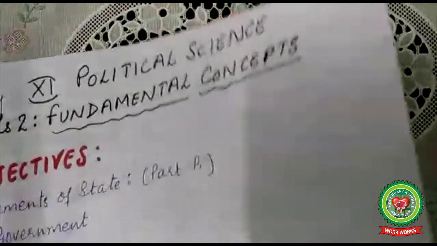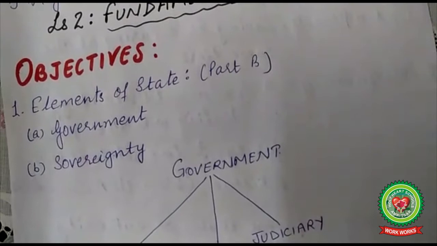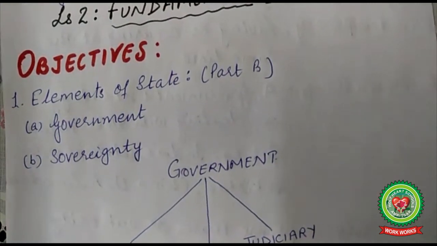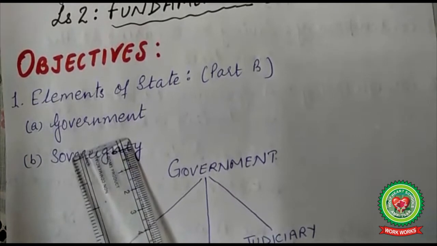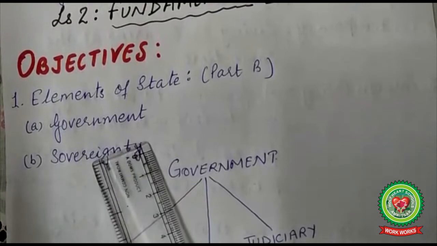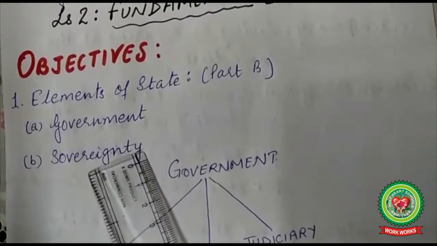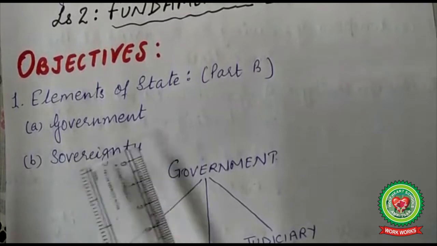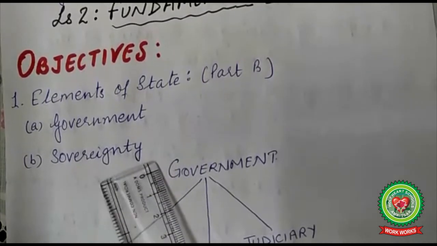Now I will discuss today's topic, that is the elements of state. Yesterday I discussed the two elements of the state, that is population and territory. Today I will discuss the third element of the state, that is government. Government means sarkar. Government is a political organization of the state through which the laws of the state are made, implemented and enforced. Actually, the government is a working agency of the state.